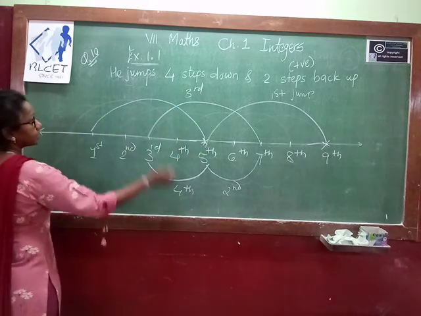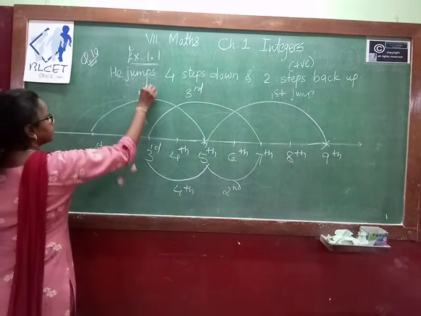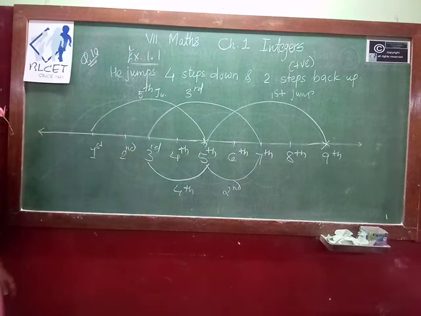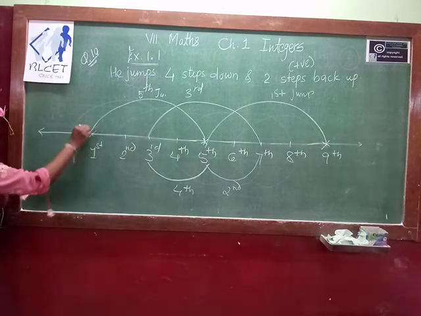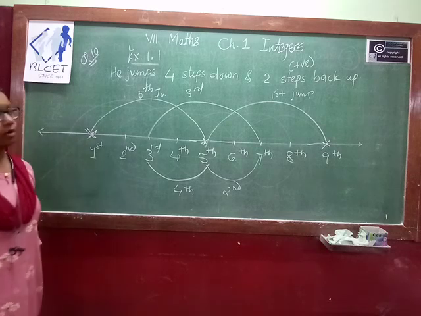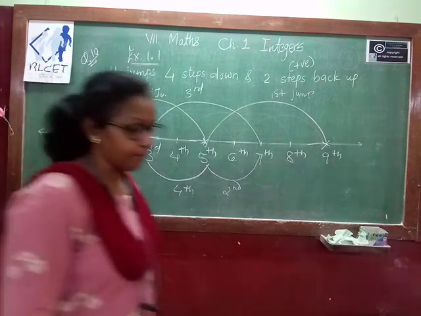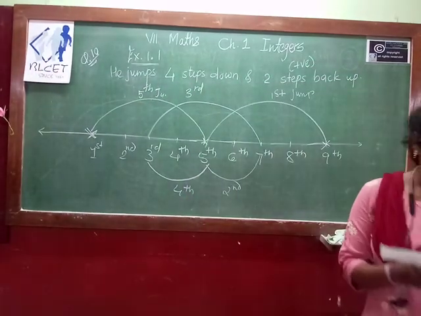So the fourth and fifth jump. After the fifth jump, the monkey can reach the first level. So this way we can solve this question. Okay, part two done. Move on to the third part.